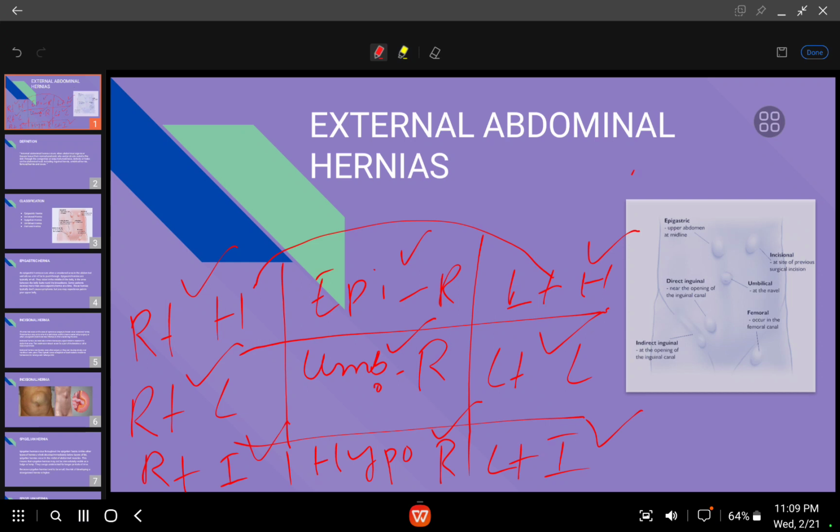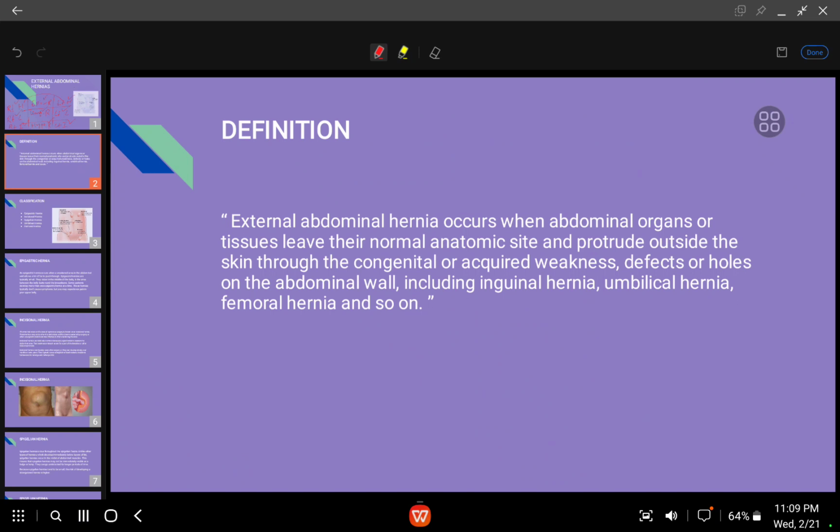So let's discuss external abdominal hernia. The definition is: the external abdominal hernia occurs when abdominal organs or tissues leave their normal anatomic site and protrude outside the skin through a congenital or acquired weakness. Defects are holes in the abdominal wall, including inguinal hernia, umbilical hernia, femoral hernia, and so on.